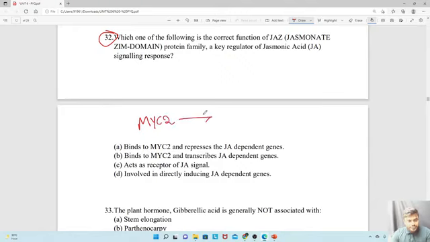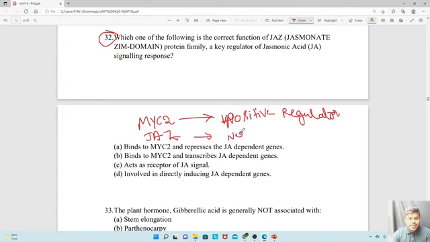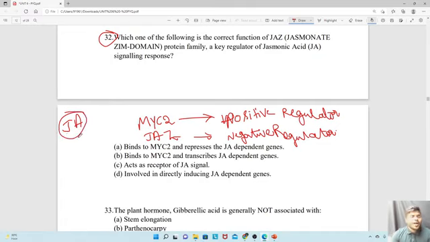MYC2 is the positive regulator. MYC2 is the positive regulator. JAZ is the negative regulator. JAZ is the negative regulator. MYC2 is the positive regulator. Now friends, does every student understand? Suppose, for example, in the plant body, what is not there? Jasmonic acid is not there.